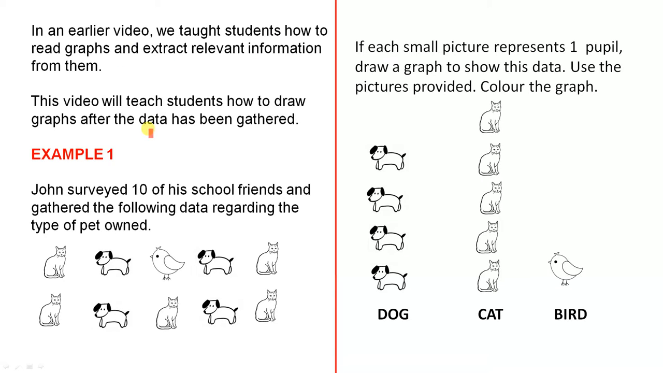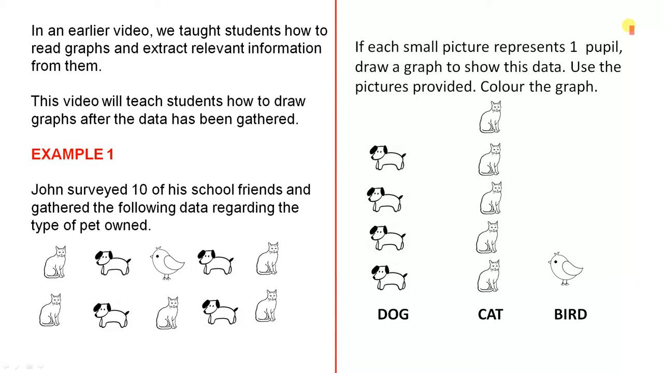So example 1. John surveyed 10 of his school friends and gathered the following data regarding the type of pet owned. So this here represents a cat, which is owned by one student. Dog, owned by one student. So that's what that means. A bird, owned by one student.